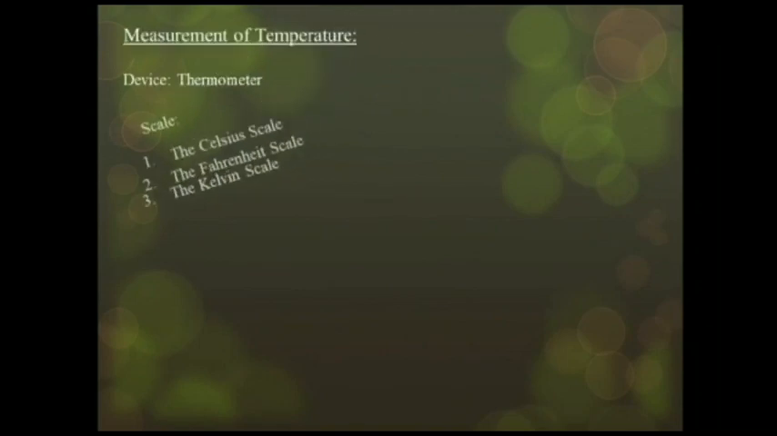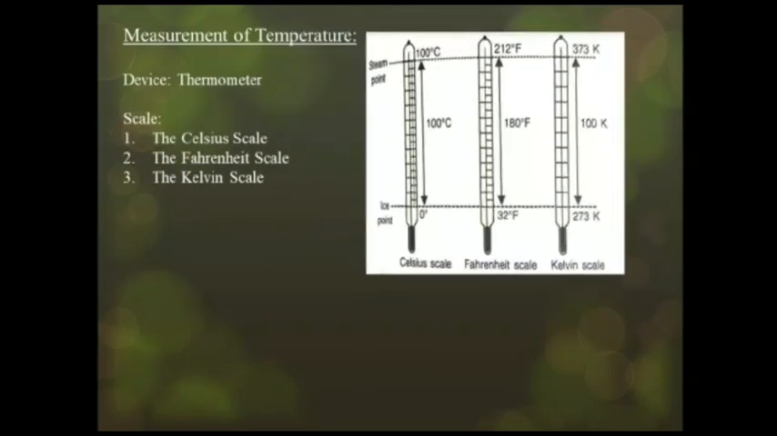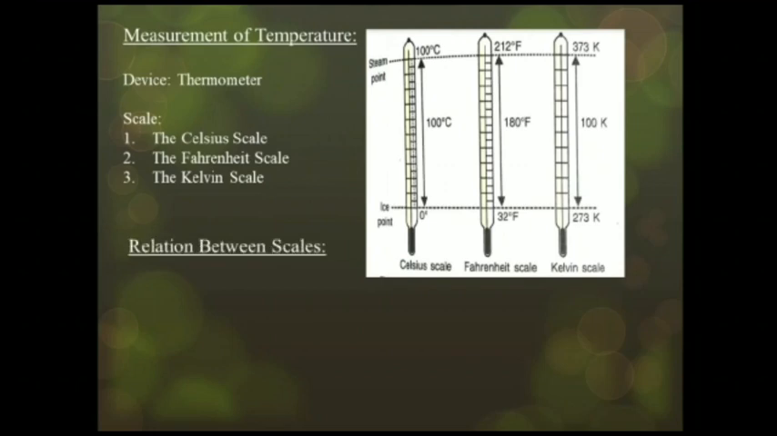Now comes the chapter of the measurement of temperature. The device that is shown here in the diagram is known as the thermometer, and the scales are the Celsius scale, the Fahrenheit scale and the Kelvin scale. So what is the relation between these scales?